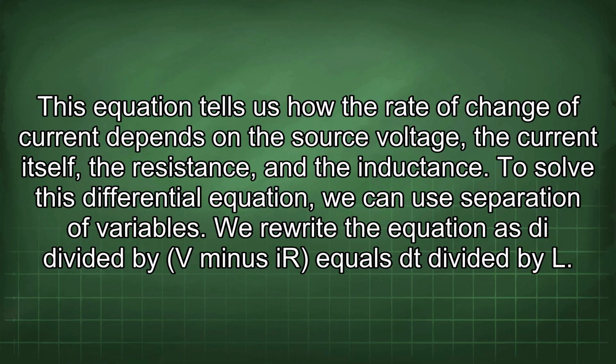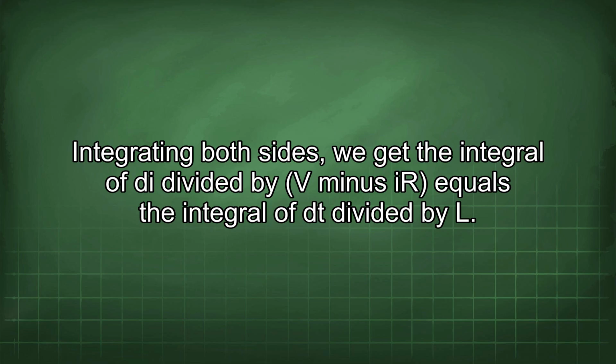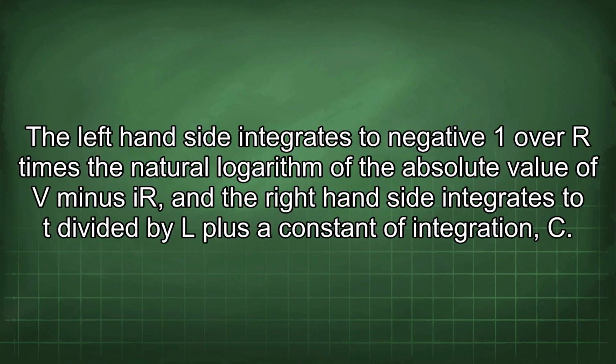We rewrite the equation as dI divided by (V minus IR) equals dt divided by L. Integrating both sides, we get the integral of dI divided by (V minus IR) equals the integral of dt divided by L. The left-hand side integrates to negative 1 over R times the natural logarithm of the absolute value of V minus IR, and the right-hand side integrates to t divided by L plus a constant of integration C.